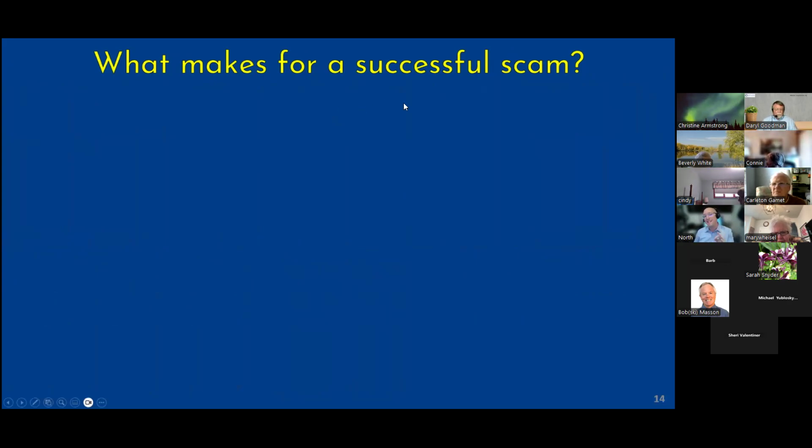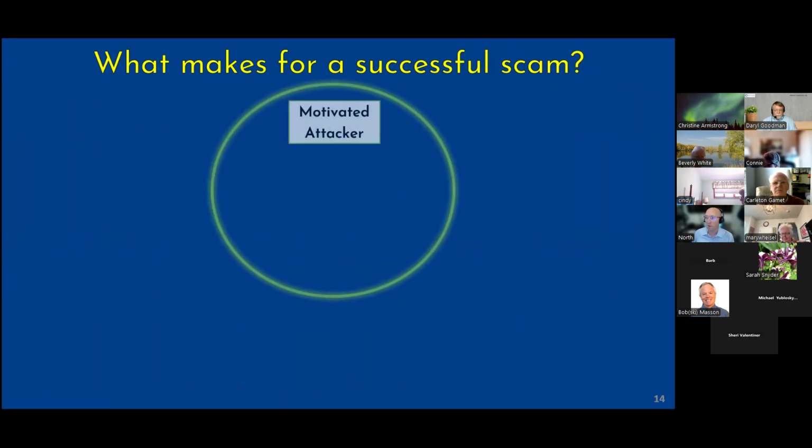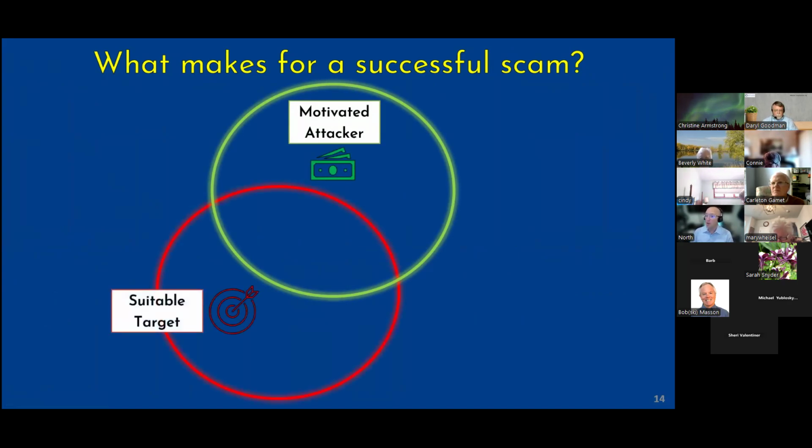But what makes a success? Well, that's hard to say together. What makes a successful scam? There's three parts. First part is you have to have a motivated attacker, somebody who wants something. That's not hard to find. Most attackers are heavily motivated, and they're motivated by money. 98, 99% of the time, it's money based. The second part is that attacker has to find a suitable target. So step one is somebody wants to attack somebody else. They need to find a suitable target.